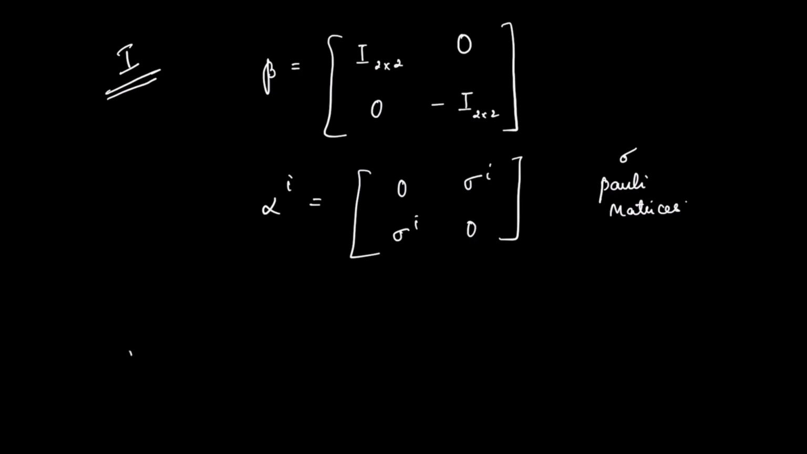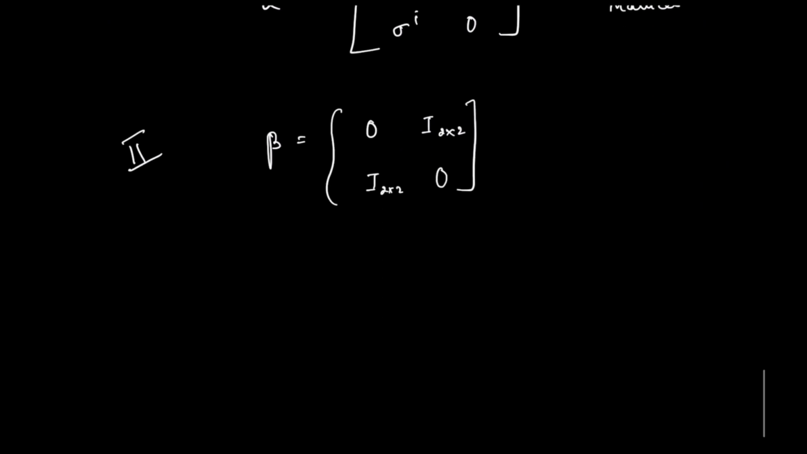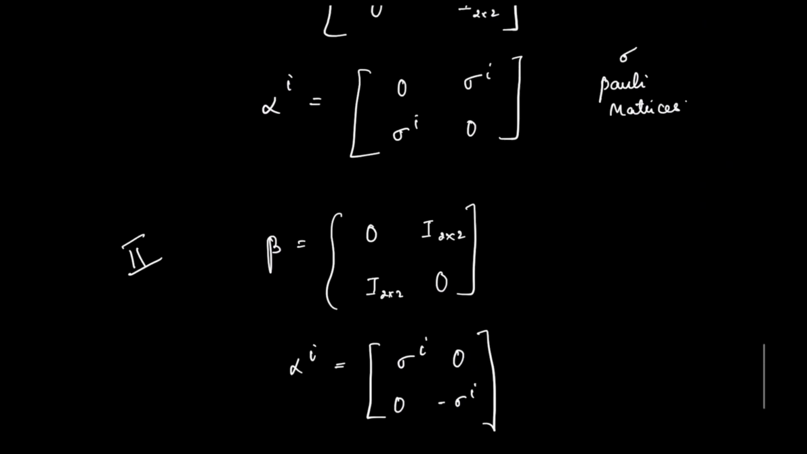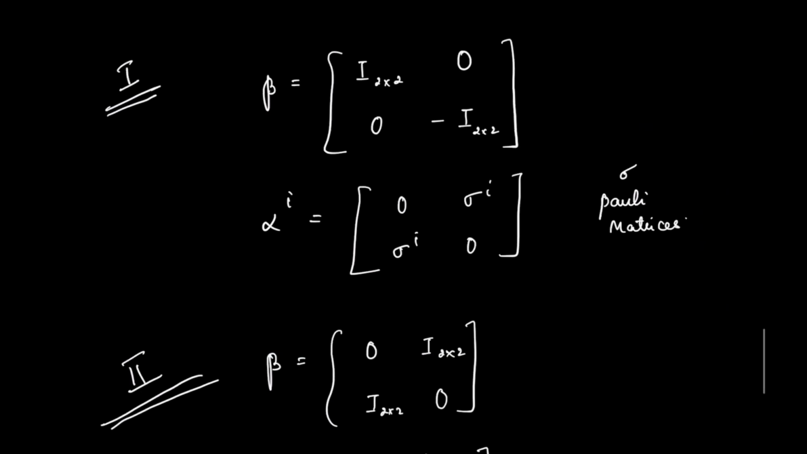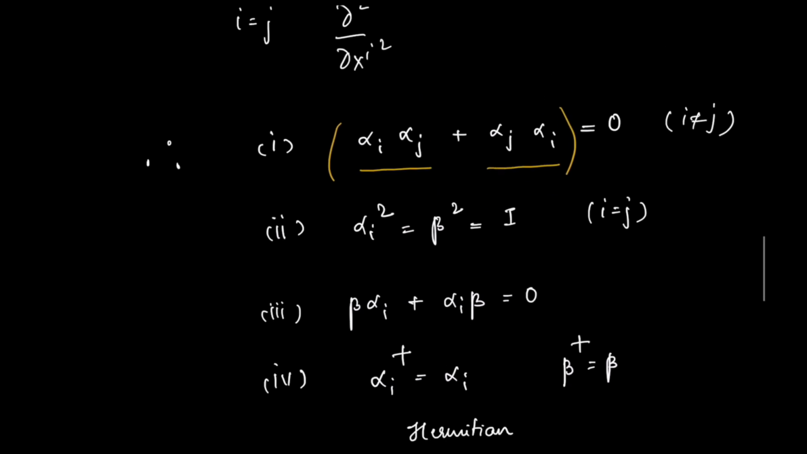And another solution is given by beta is equal to 0, 2 cross 2 identity matrix, and 0, also alpha i is equal to sigma i, 0, 0 and minus sigma i. So this is the second solution. Likewise, there are infinite number of solutions possible for alpha and beta that satisfy these four conditions.